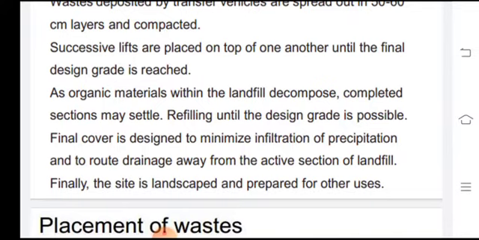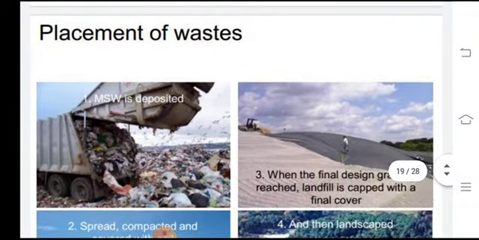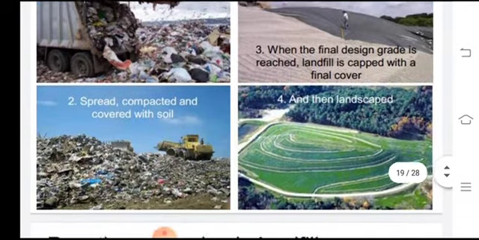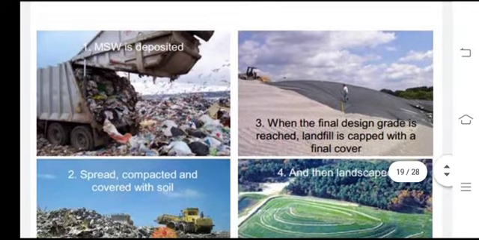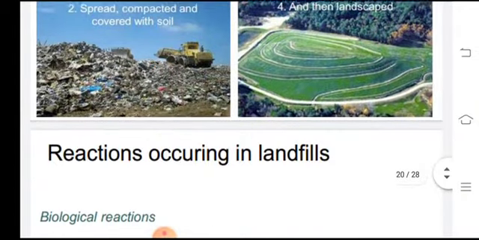And with the passage of time the waste is going to settle down, and we again have some space to be refilled. So refilling continues until the design grade is reached. This is the placement of waste. You can observe the waste is coming, then it is spread, compacted and covered with soil. When the final design grade is reached, the landfill is capped with a final cover and then landscaped.